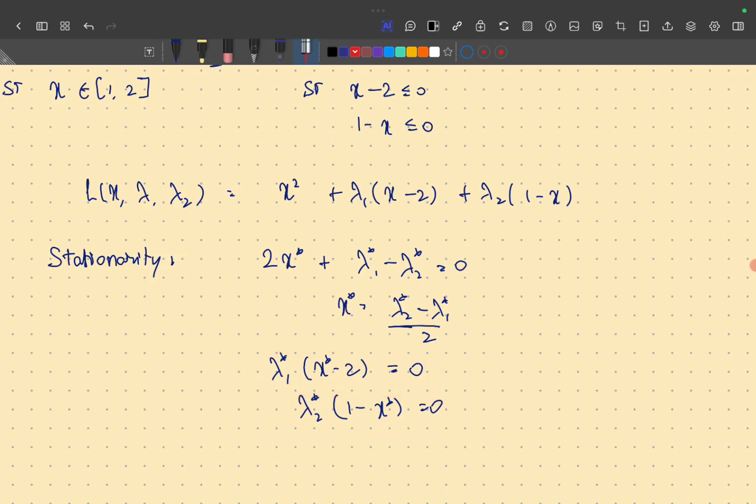And if you try to investigate it a little further, in this case we know that the minimum is achieved at x equal to 1. So 1 minus x star will be equal to 0. Lambda 2 will be strictly non-zero. Lambda 1 star will be equal to 0, and x star minus 2 will be non-zero.